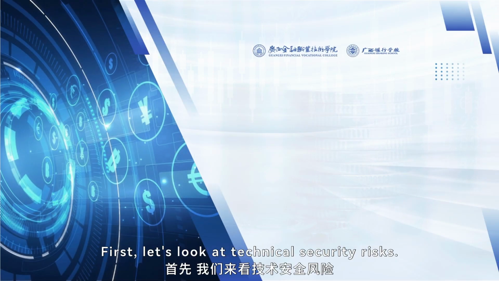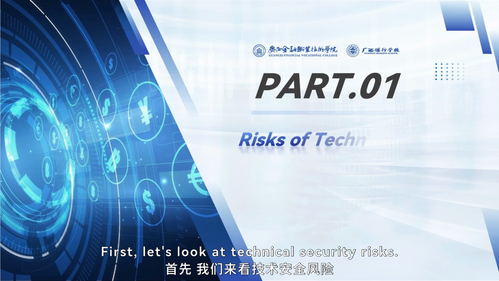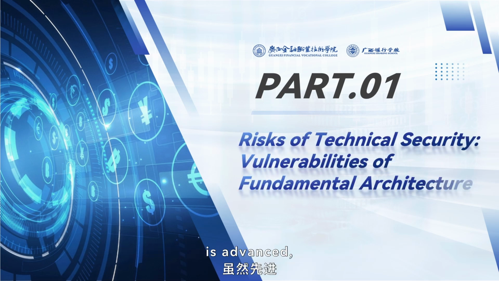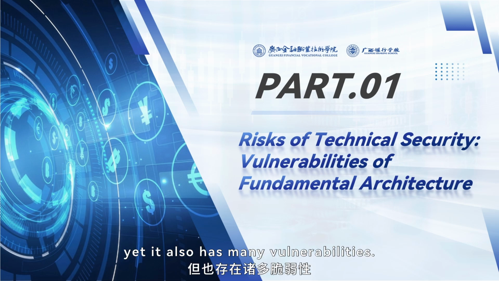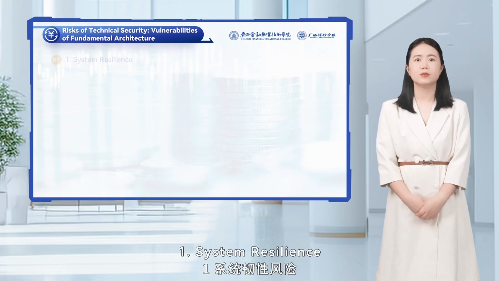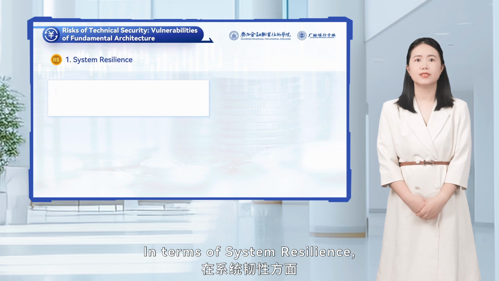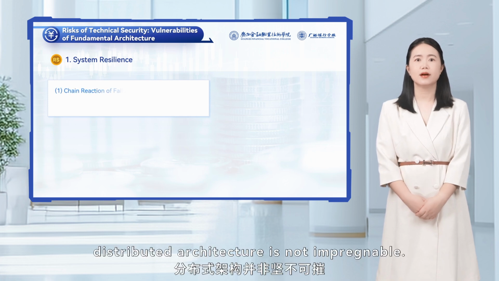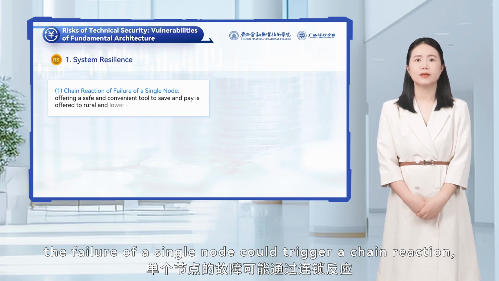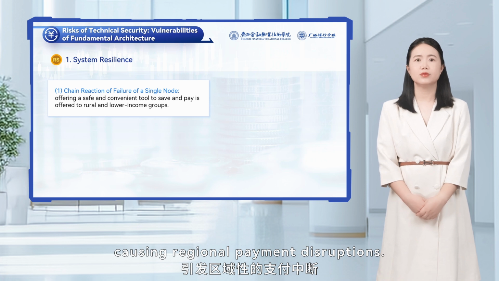First, let's look at technical security risks. The technical architecture of digital currencies is advanced, yet it also has many vulnerabilities. 1. System resilience. In terms of system resilience, distributed architecture is not impregnable. For one thing, the failure of a single node could trigger a chain reaction, causing regional payment disruptions.